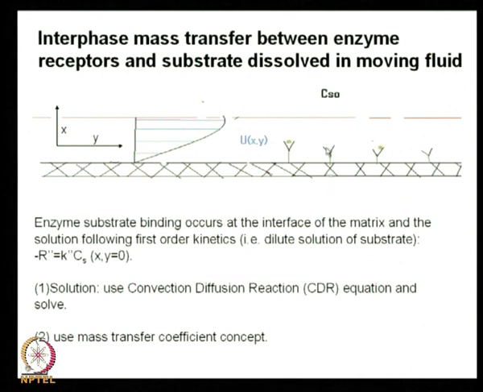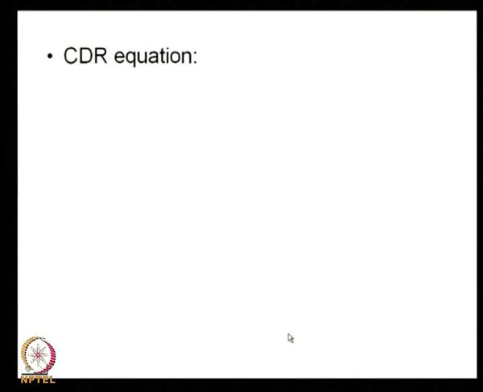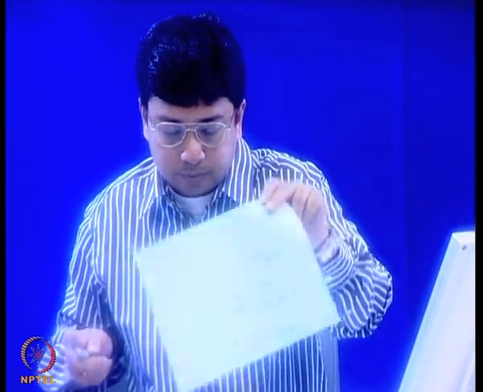So, if you look here, whatever is coming in from here to here at this interface equals what is reacting. So, what I want you to do is, now first can you write from what you studied the CDR equation? So, let me try and help you.